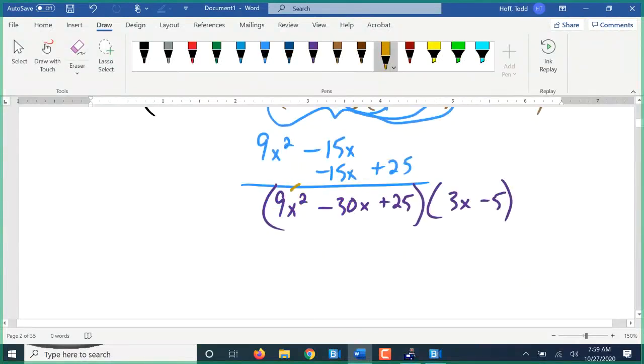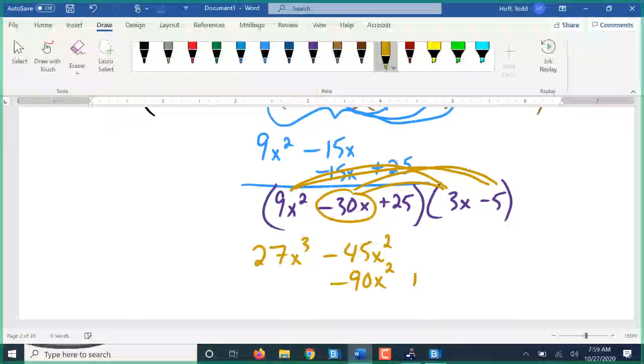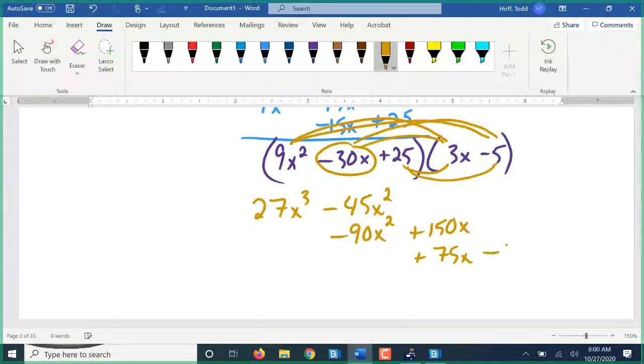Now I have the 9x squared times the 3x, which is 27x to the third. 9x squared times the negative 5, which is negative 45x squared. Negative 30x times 3x, which is a negative 90x squared. Negative 30x times negative 5 is a positive 150x. 25 times 3x is a positive 75x. 25 times negative 5 is a negative 125.